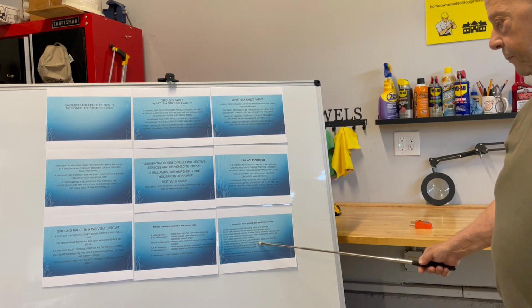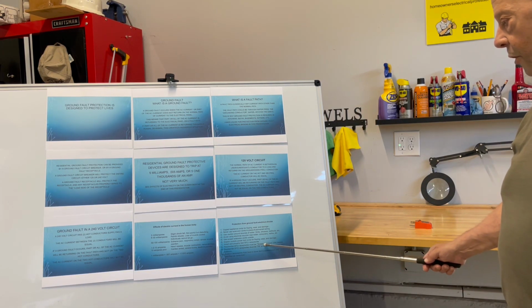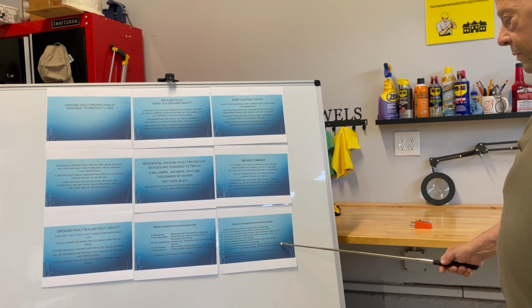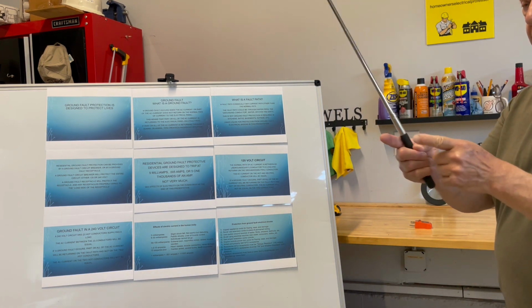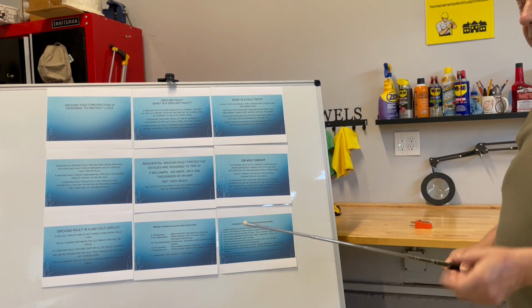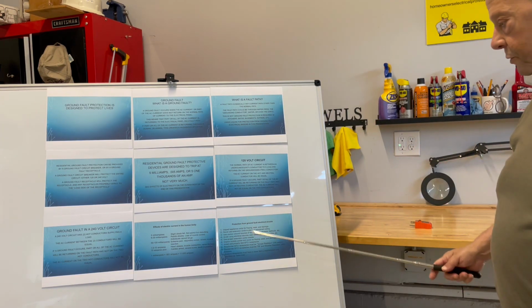Residential ground fault receptacles must be tamper resistant. You know, the ones that are so irritating because you can't stick just one prong in. That's so children can't stick a clothespin into those receptacles. More on that eventually, okay?